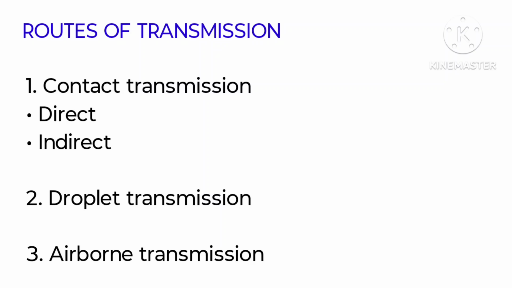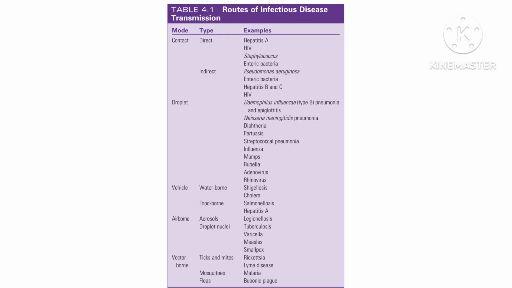Second is droplet transmission. Larger respiratory droplets greater than 5 microns travel up to 6 feet during coughing, sneezing, or talking. For example, diseases like influenza, pertussis spread this way. Third route is airborne transmission, where very tiny particles less than 5 microns remain suspended in the air for long periods and can travel longer distance. For example, tuberculosis, measles, and varicella. I have put this chart from eGuns for your reference.